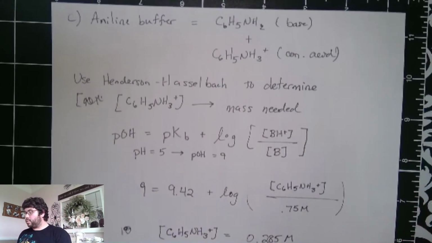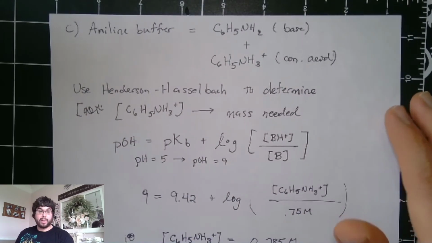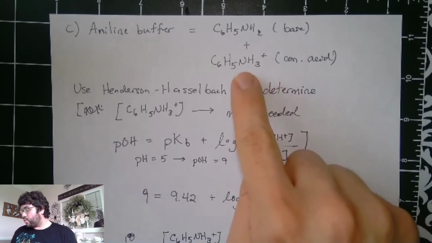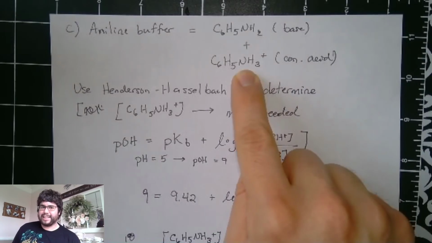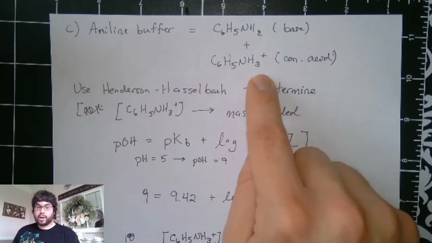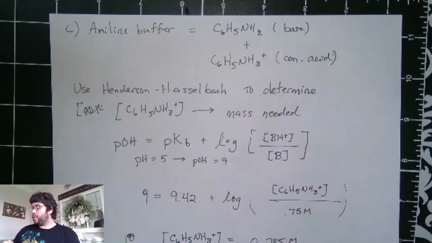So to make a buffer, remember, you have to add the acid and its conjugate base, or in this case, since we have a base, we're going to add its conjugate acid to the solution. We're assuming that our conjugate acid is some kind of solid, like a sodium salt. I don't know what it'd be called. So we're going to add our conjugate acid to the base to make a buffer. So we want to know how much of our conjugate acid we need.